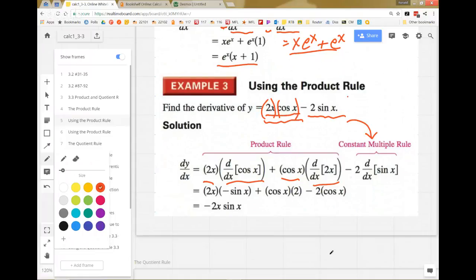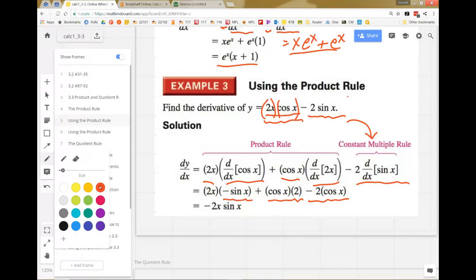And then this part, you know the constant rule. You can pull the constant out, take the derivative of the thing. Okay. So now, going a little further, what's the derivative of the cosine? Minus the sine, all right? What's the derivative of 2x? 2. So that's that product rule. And then over here, what's the derivative of the sine? The cosine.